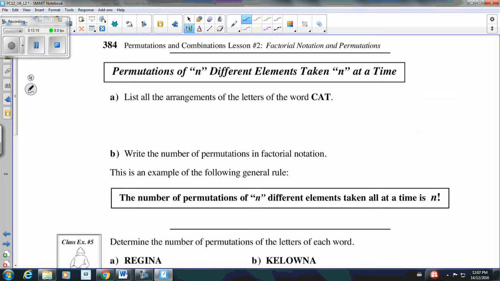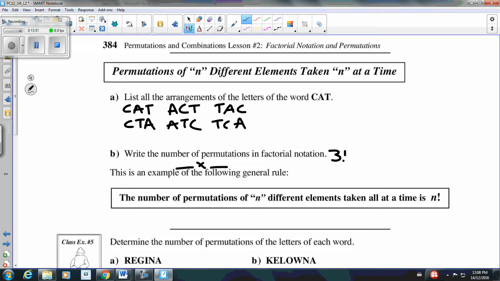So permutations of n different elements taking n at a time. So list all the arrangements of the letters of the word cat. Well, we could have CAT. We could have CTA, or if the A's first, we could have ACT or ATC. Or if the T's first, we could have TAC or TCA. Write the number of permutations in factorial notation. Well, this is 6. Factorial notation is 3 factorial.